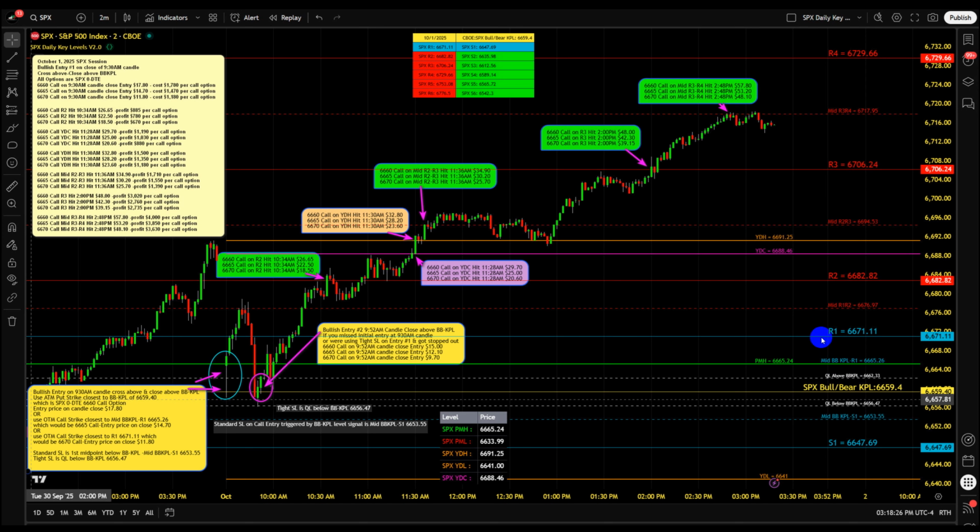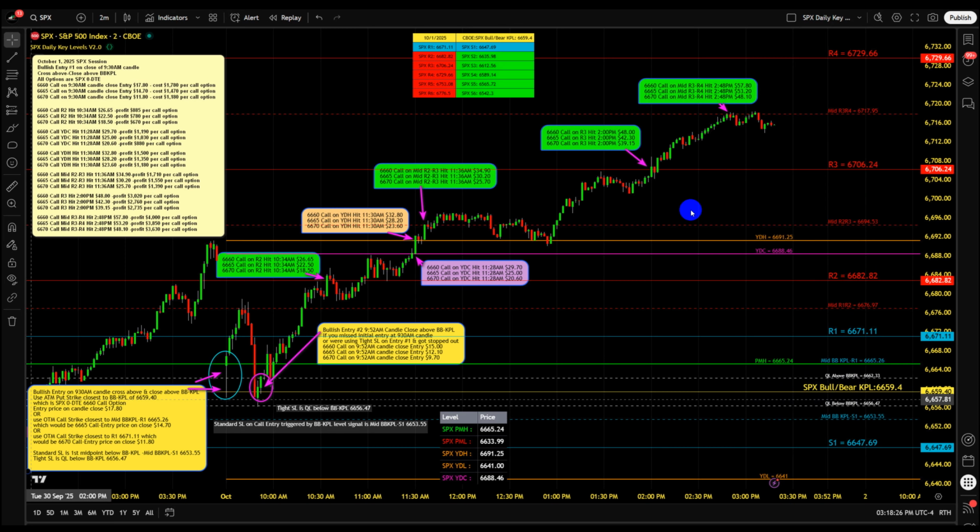Your main levels R1 through R6 above are your take profit levels for entries that are triggered from the bull bear key price level. So specifically bullish entries that are triggered from the BBKPL level, your main levels above are going to be your take profit levels.